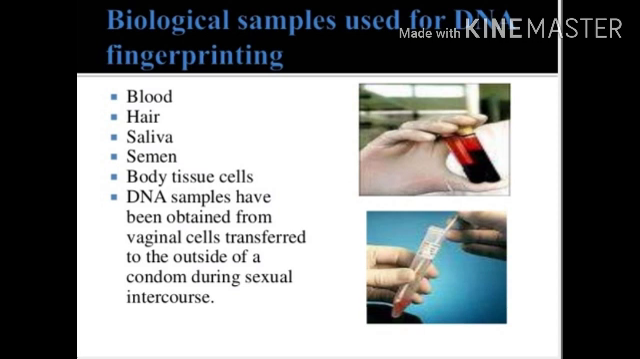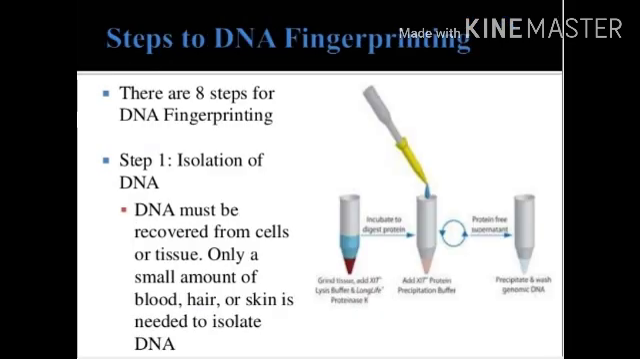There are different biological samples for DNA fingerprinting. That can be blood, hair, saliva, semen, body tissue cells, and DNA samples have also been obtained from vaginal cells transferred to the outside of a condom during sexual intercourse. After that, there are different steps for DNA fingerprinting. There are basically 8 steps.